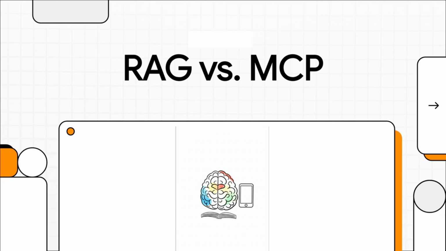All right, let's dive into something really cool and super important in the world of AI right now. We're going to tackle a huge question. How do we get these incredibly smart AI models to know about, well, the real world in real time? We're going to break down two powerful ways to do it, RAG and MCP. Let's get right into it.